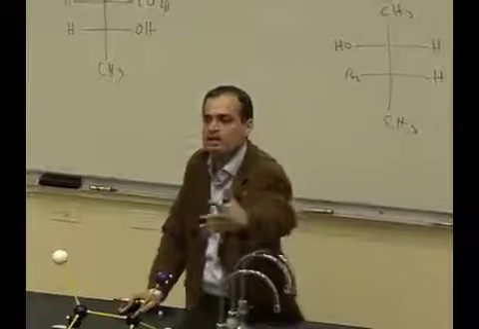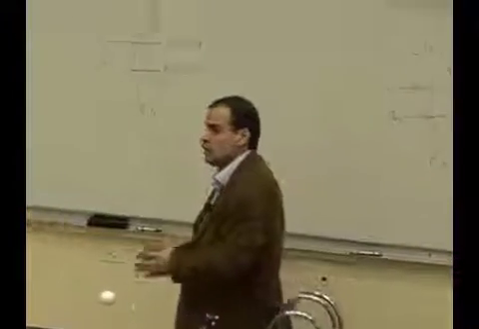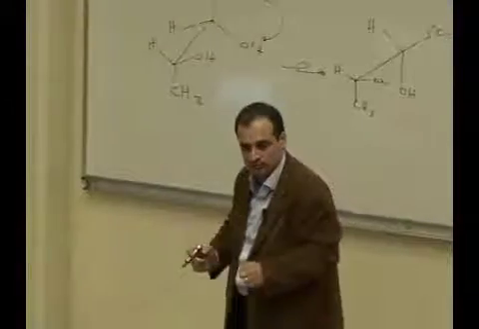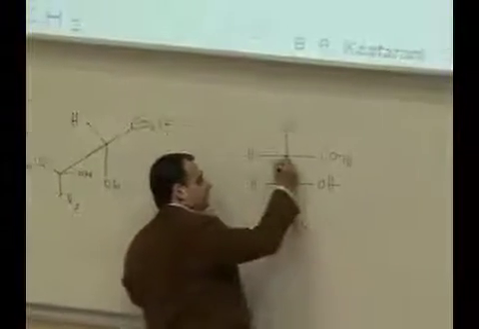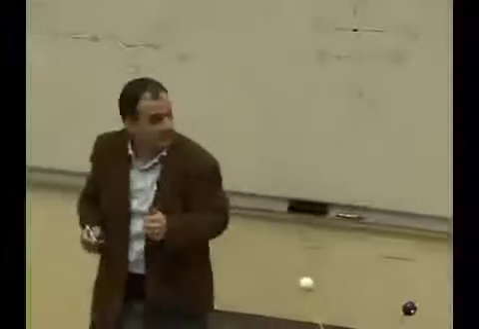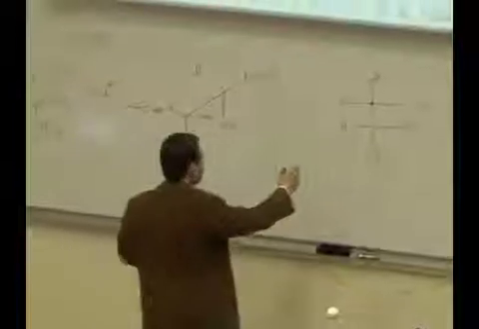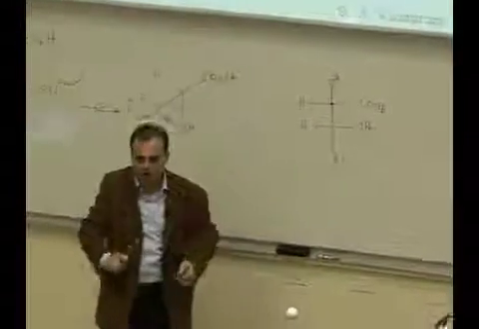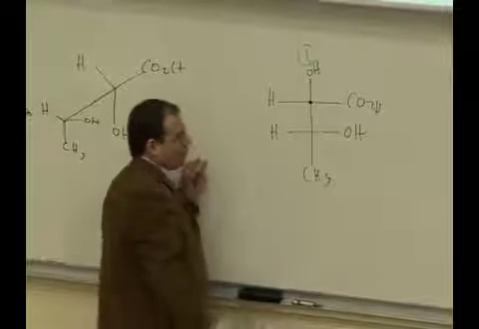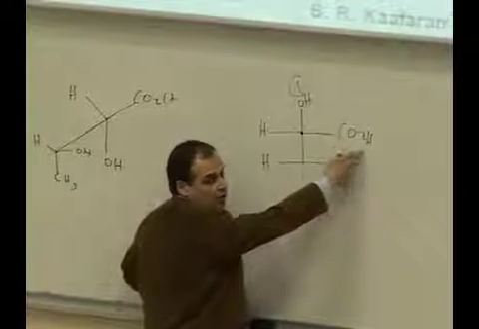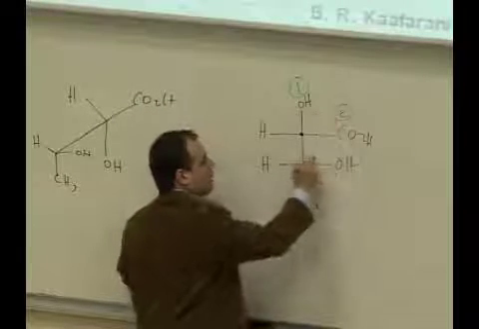How do we find R and S in a Fischer? It is the easiest to find R and S in a Fischer projection. Why? Because you already know that all bonds are either towards you or away from you. Okay? Now, for this chiral center, it is attached to an oxygen, OH, CO2H, this carbon, and hydrogen. Where is priority number 1? OH. Where is priority number 2? I have carbon bonded to oxygen, oxygen. I have a carbon bonded to oxygen, carbon. So this is 2 and this is 3.